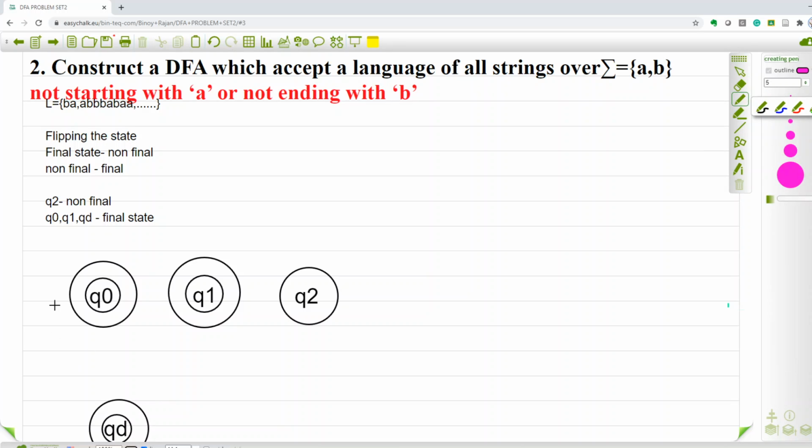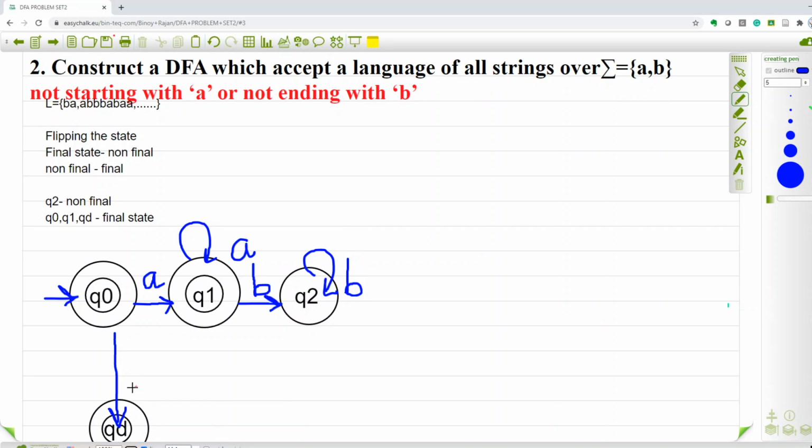Now let's draw the transition diagram. From Q0, the initial state, with A as the input symbol, I reach Q1. So let it be A. From Q1 to Q2 with B as the input symbol. Then Q1 has a self loop on A. Q2 has a self loop on B. And from Q0, if the starting symbol is B, I should reach the dead state QD.